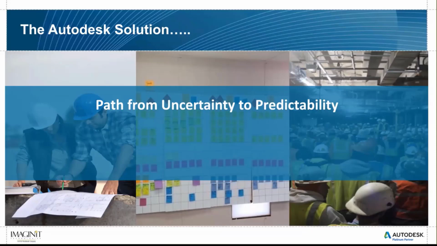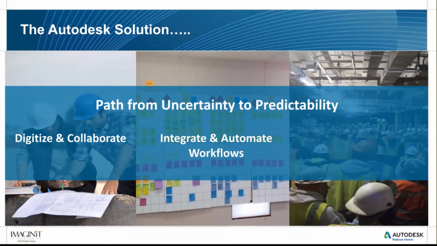So the solution here with BIM 360 is, of course, that path from uncertainty to predictability. That's what we're looking for right now, desperately, right? Is predictability. So again, this solution allows you to digitize and collaborate. So you can put PDF files up there, AutoCAD files, Revit, various different design file types can actually be put up there and viewed in that environment. And of course, we can integrate and automate certain workflows. You'll see that with some of the red lines in issue management. And there are analytics in the software too, so you can analyze how many issues you have, how many issues open versus closed you have, things like that.